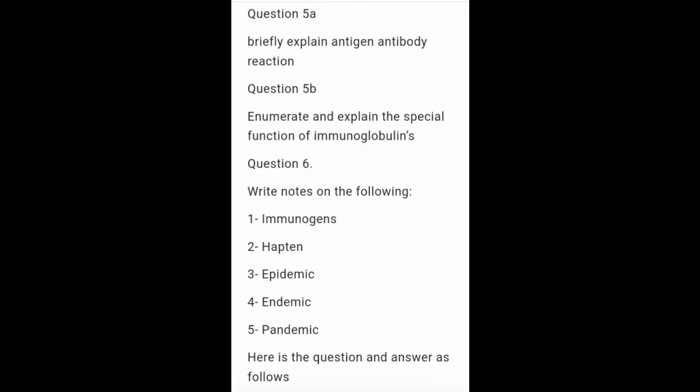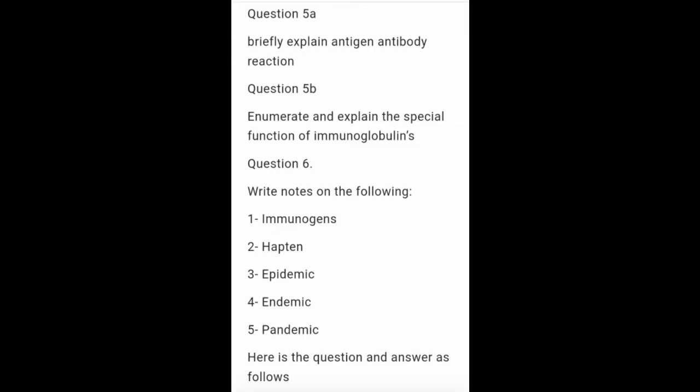Question 3a. Define the term hypersensitivity. Question 3b. List and explain the four types of hypersensitivity. Question 4a. List and explain the three types of vaccine. Question 4b. Define the term immunization. Question 5a. Briefly explain antigen-antibody reaction. Question 5b. Enumerate and explain the special functions of immunoglobulins.